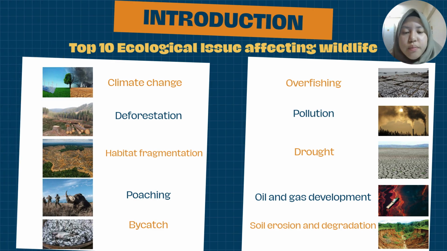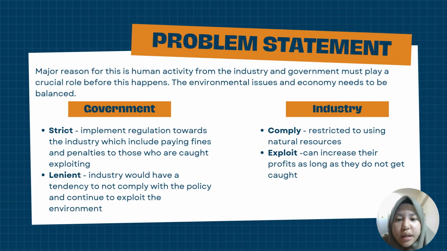An article from the Guardian states that more than two-thirds of the wildlife population has declined since 50 years ago. The International Fund for Animal Welfare (IFAW) states that there are top 10 ecological issues affecting wildlife, as stated in the slide. Some of them are natural phenomena that cannot be controlled by humans, but most are related to human activities, especially in the industry. The main reason for the ecological problems comes from human activity, especially from industry. Thus, the government, which has the power, must play a crucial role before the extinction of the wildlife population happens.